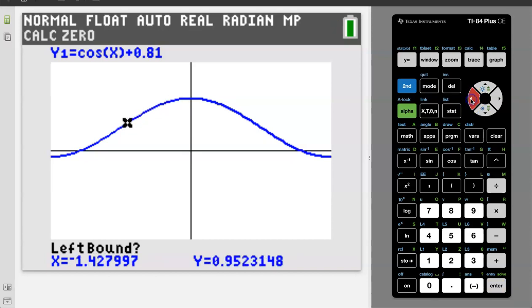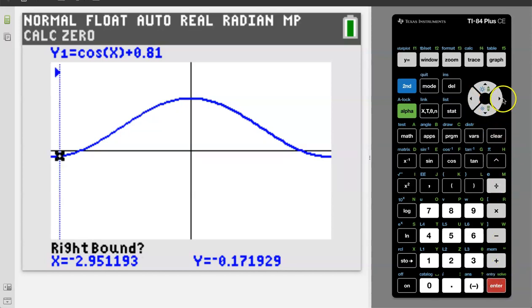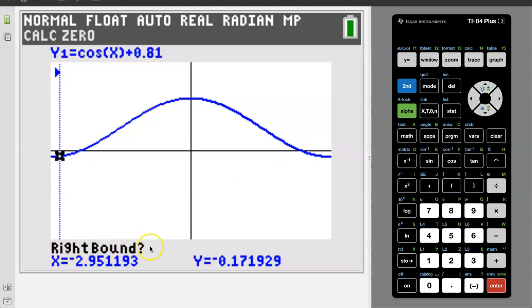I'm going to use the left arrow. The actual point is right about here, but I need to go to the left of that point. I need to set a boundary. So I'm going to go over to the left a few times. That looks about good, and press enter. And then the calculator tells me, give me a right bound.